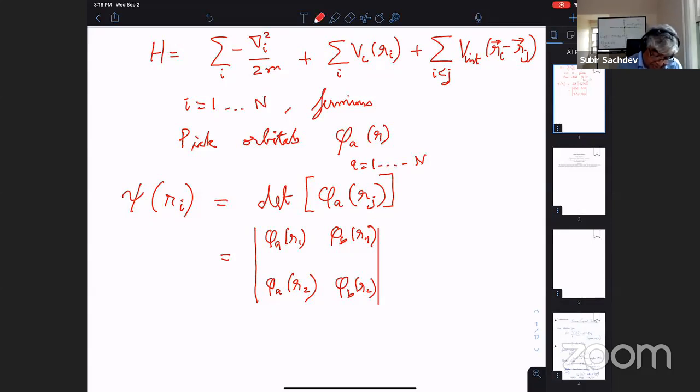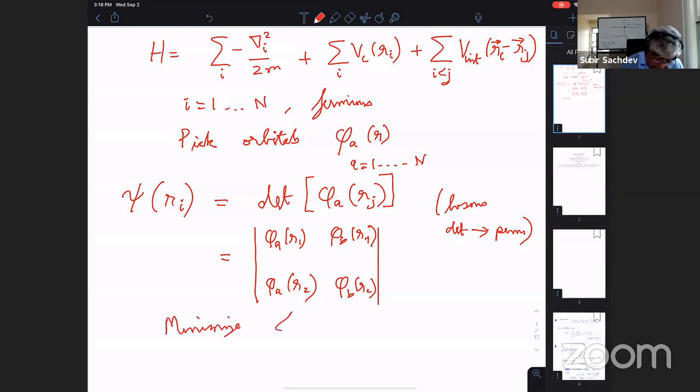So for bosons, you just replace the determinant, which will become what's called a permanent. That's just like a determinant without the minus signs. All right, and then the task is you pick some orbitals, and then the statement is that you minimize. It's the variational principle. You minimize psi, h psi.